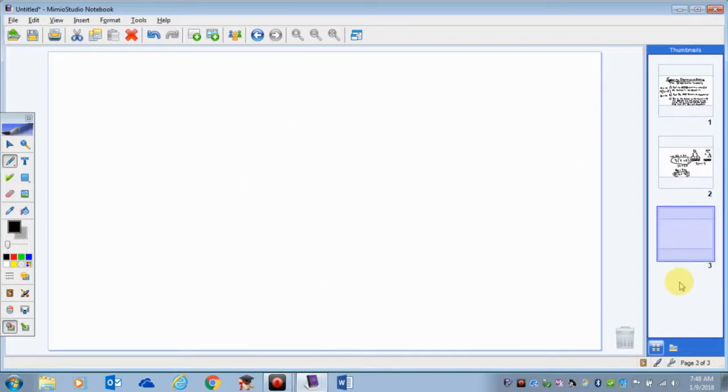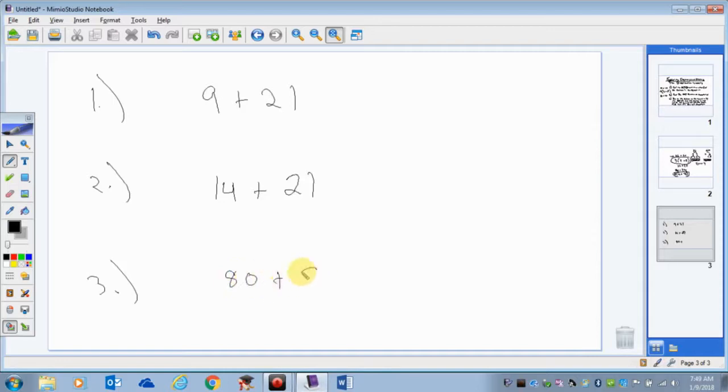I'm going to set up a couple different example problems, or actually 3. We have 9 plus 21, 14 plus 21, and 80 plus 56. Alright, so I'm going to do the first one for you, so you have an example on this page, and then you're going to do 2 and 3 on your own.